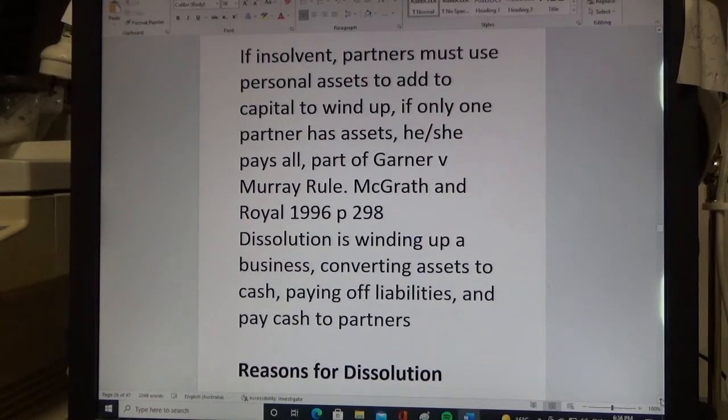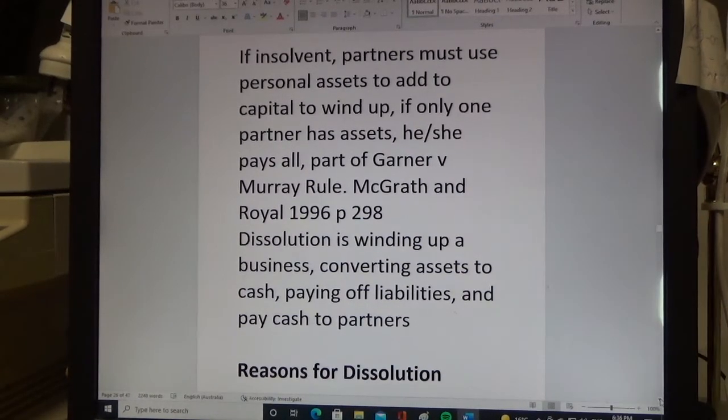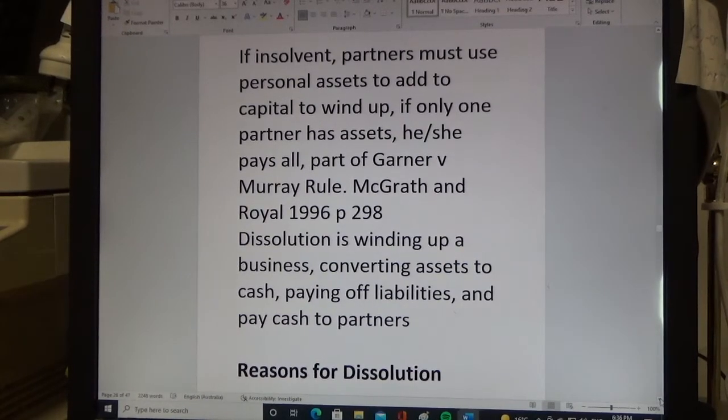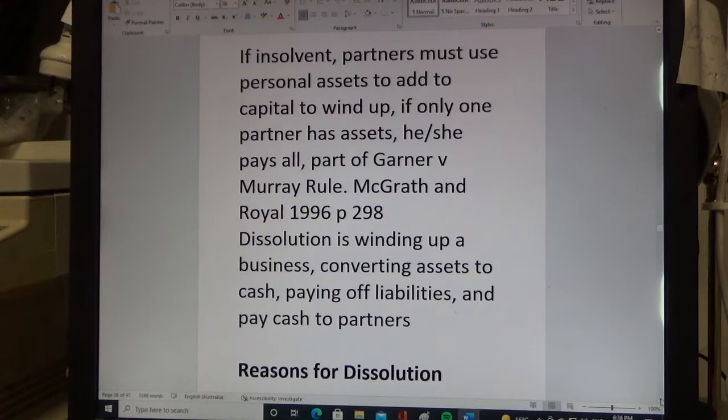This is also kind of part of the Garner and Murray rule. Could have been a later case, which I haven't got. If only one partner has assets, he or she must pay all the insolvent partners, right? And we're assuming here that the other two partners don't even have personal assets, that things are so bad they don't even have personal assets, so things are getting quite drastic here in the wind-up.